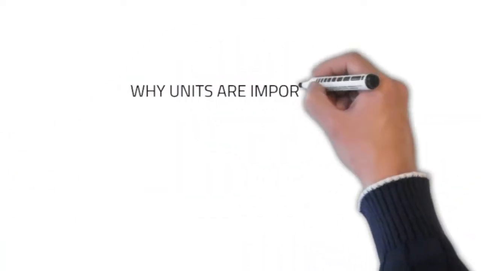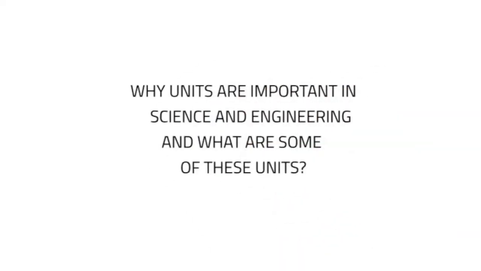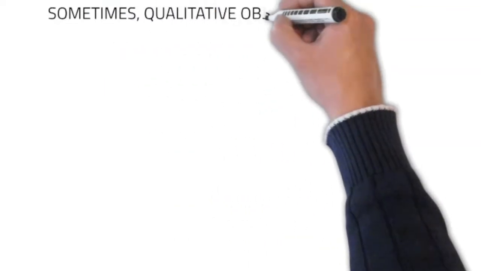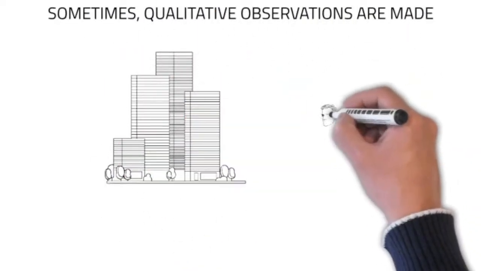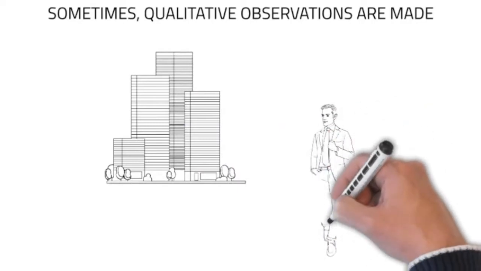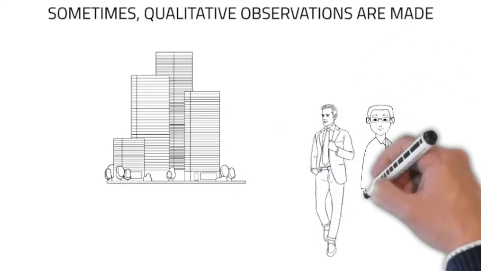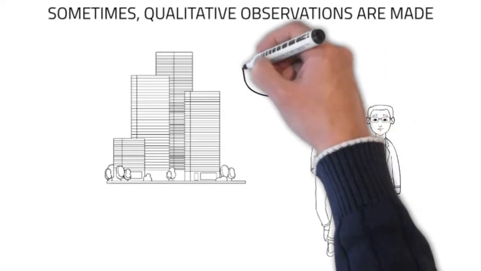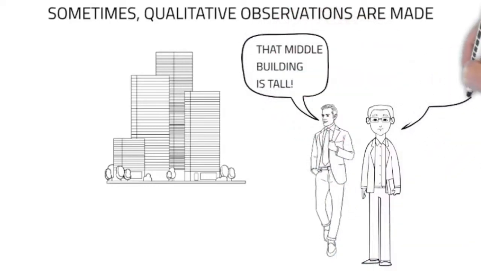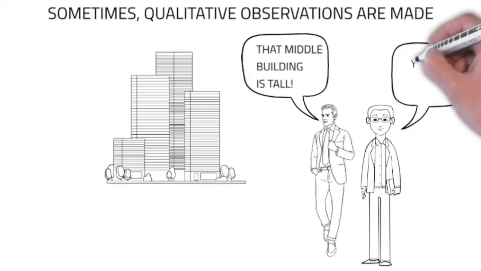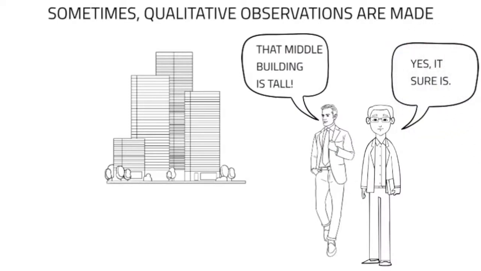Why are units important in science and engineering, and what are some of these units? Sometimes qualitative observations are made, and in the case of a new high-rise complex, a businessman walks by and says to an engineer who happened to work on this project, "That middle building is tall." And the engineer replies, "Yes, it sure is."